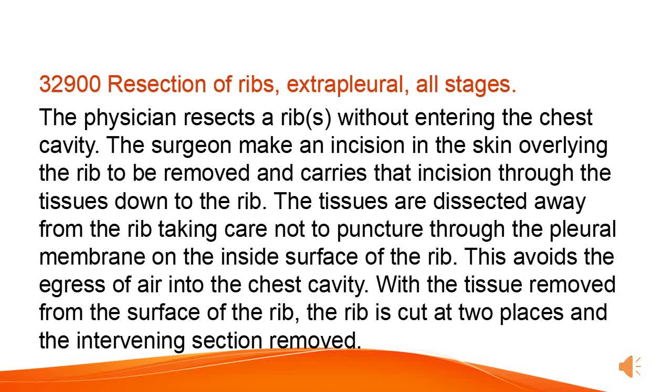Resection of ribs, extrapleural, all stages. The physician resects a rib, without entering the chest cavity. The surgeon makes an incision in the skin overlying the rib to be removed and carries that incision through the tissues down to the rib. The tissues are dissected away from the rib, taking care not to puncture through the pleural membrane on the inside surface of the rib. This avoids the egress of air into the chest cavity. With the tissue removed from the surface, the rib is cut at 2 places and the intervening section removed.